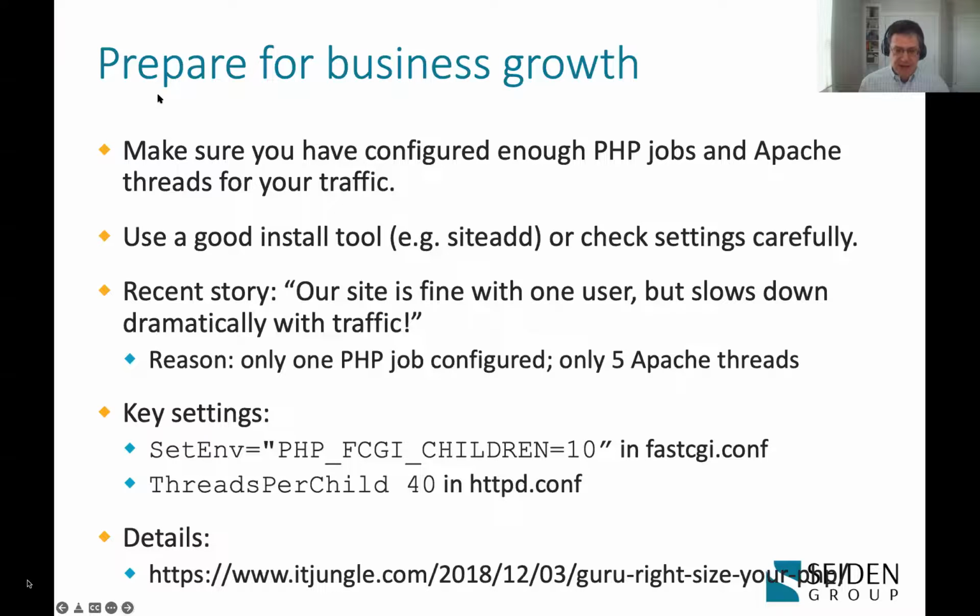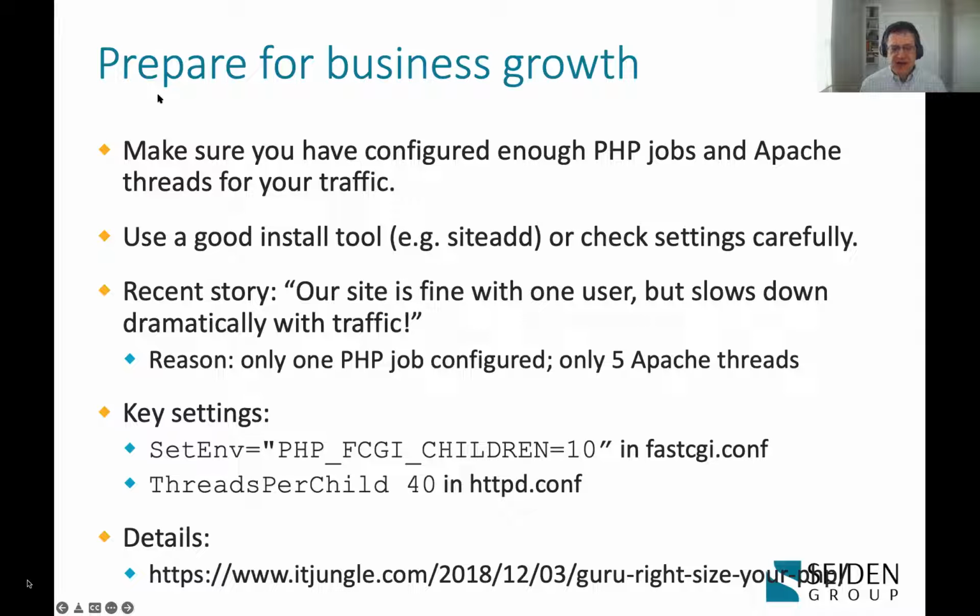I have an article about that on IT Jungle, but you may also not realize that Apache has a limitation that you can raise. By default, you can have 40 connections at a time with an Apache web server. 40 is the default. If you want to increase that, then increase it.